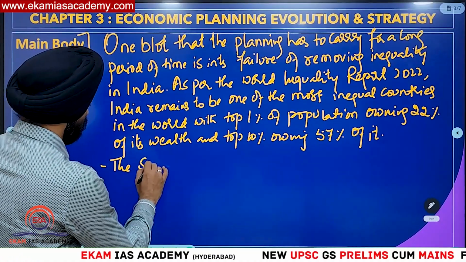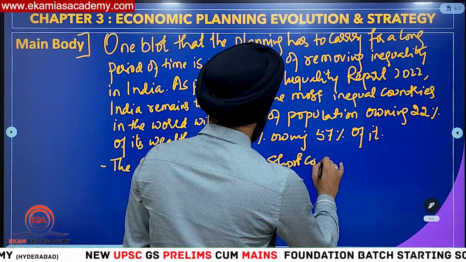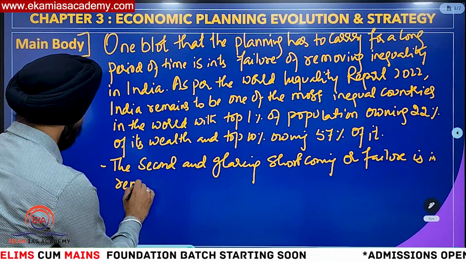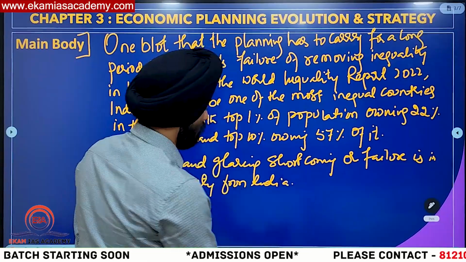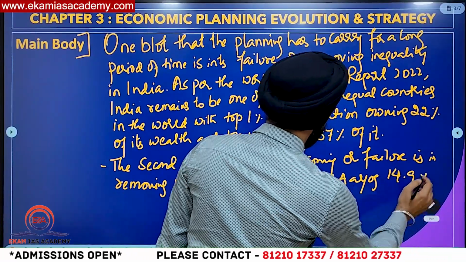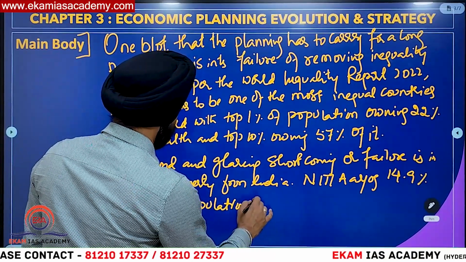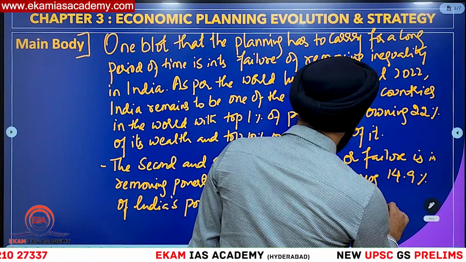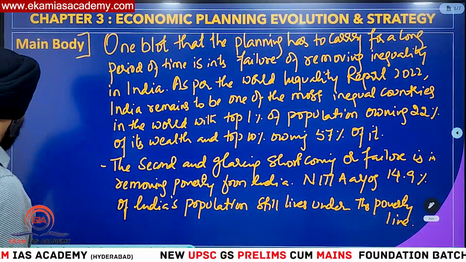The second and glaring shortcoming or failure is in removing poverty from India. Here you can mention, as per the recent report of Niti Aayog, 14.9% of India's population still lives under, very, very important, the poverty line. So this is one more blot on our planning in our country. Failure in removing poverty.